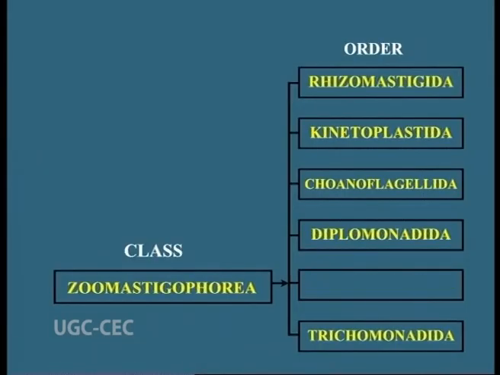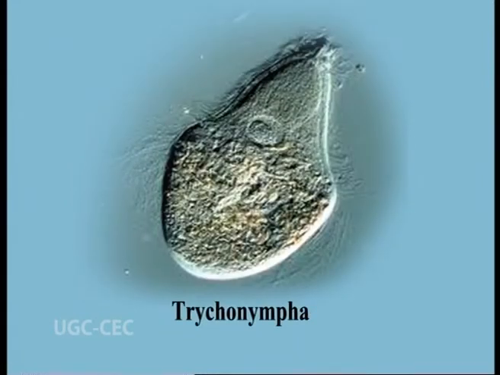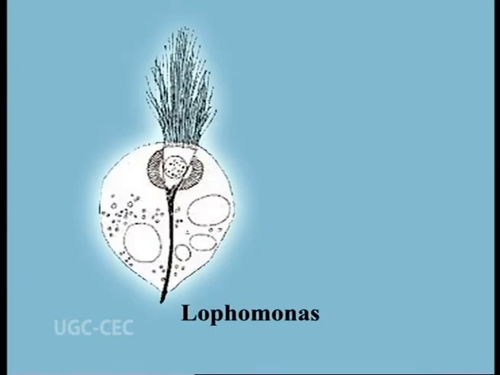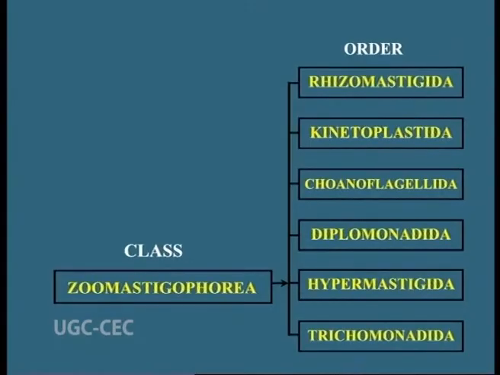Order Hypermastigida. Examples are Lophomonas and Trichonympha. They are highly specialized and bear numerous flagella. Nucleus arranged in a circle in the form of plate or longitudinal or spiral rows. No mouth. Food ingested through pseudopodia. Living a parasitic life in termites and cockroaches.